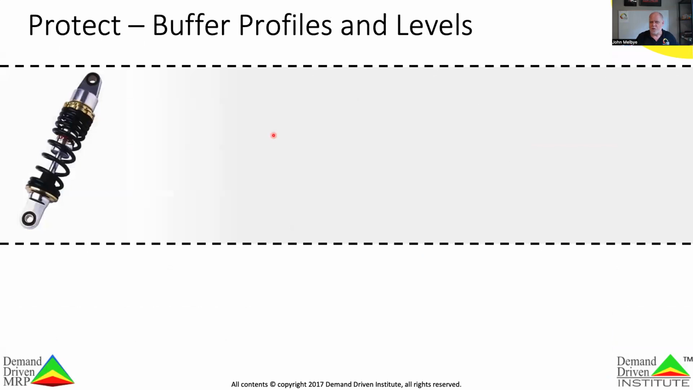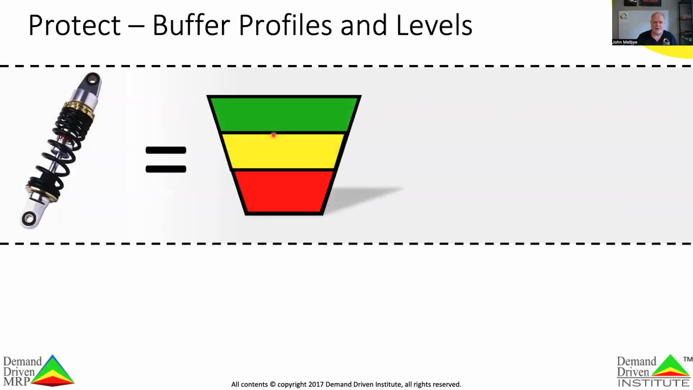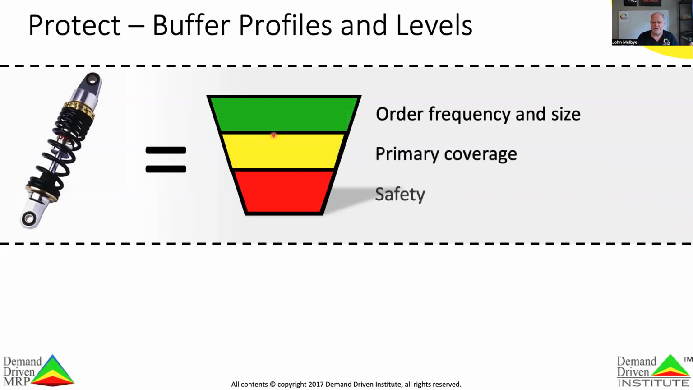Okay, we've determined where we're going to place inventory. Now we need to size how much inventory are we going to keep in those locations. The interesting part about the DDMRP buffer is that it's a 3-zone buffer, and the 3 zones, each zone has its purpose and its equation for calculating, and they are separately managed. The green zone has to do with how much we're going to order and when we're going to order and how often we're going to order. So order size and frequency.